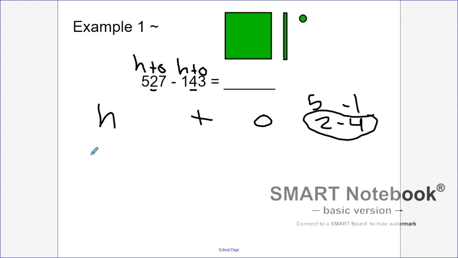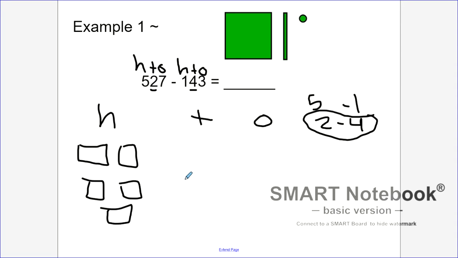So let's take a look at those two steps again. I draw 527. And I look at that mini problem, 5 minus 1, 500 minus 100, no regrouping necessary. And as we said before, 2 is smaller than 4, so what I'm going to have to do is change one of these hundreds.